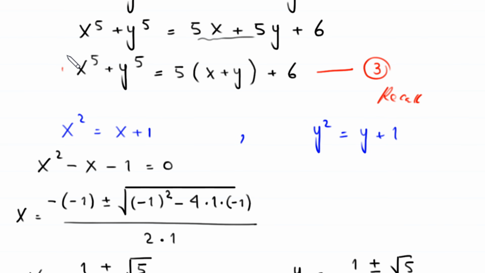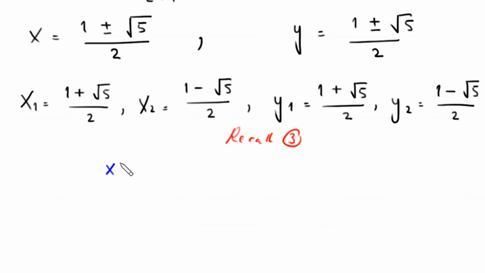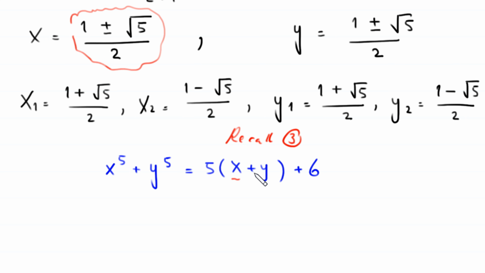Equation 3 is x to the power 5 plus y to the power 5 is equal to 5 times (x plus y) plus 6. First, in this equation we replace this x with this value (1 plus minus root 5) over 2, and we replace this y with this value (1 plus minus root 5) over 2.